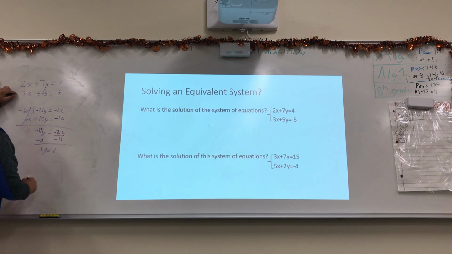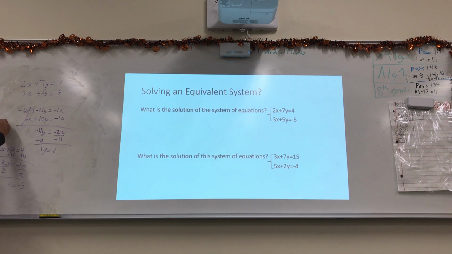y equals 2. Sub 2 back into y. I'm going to get 2x plus 14 equals 4. Minus 14, do it to both sides here. Gone. 2x equals negative 10. Divide by 2. x equals negative 5. So your ordered pair in this one, where these two equations work, is right here. Okay? Now we can do the next one the same way.